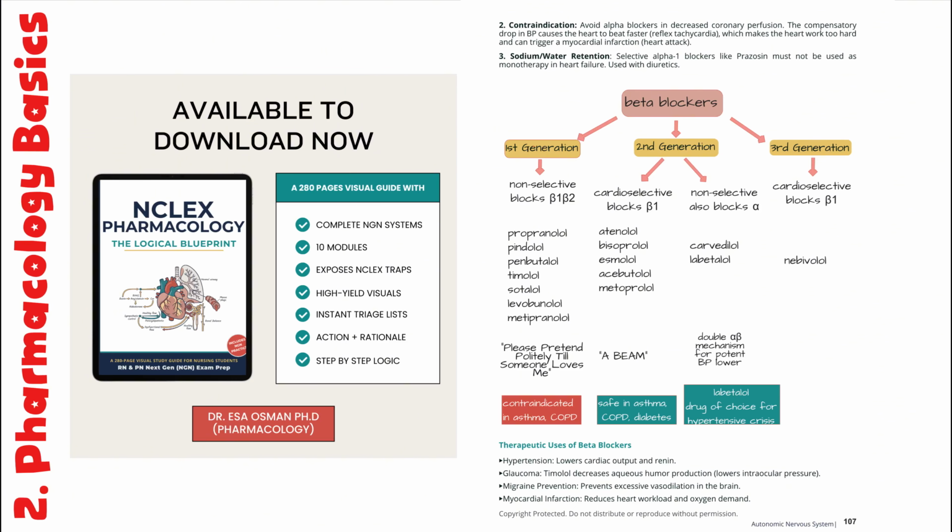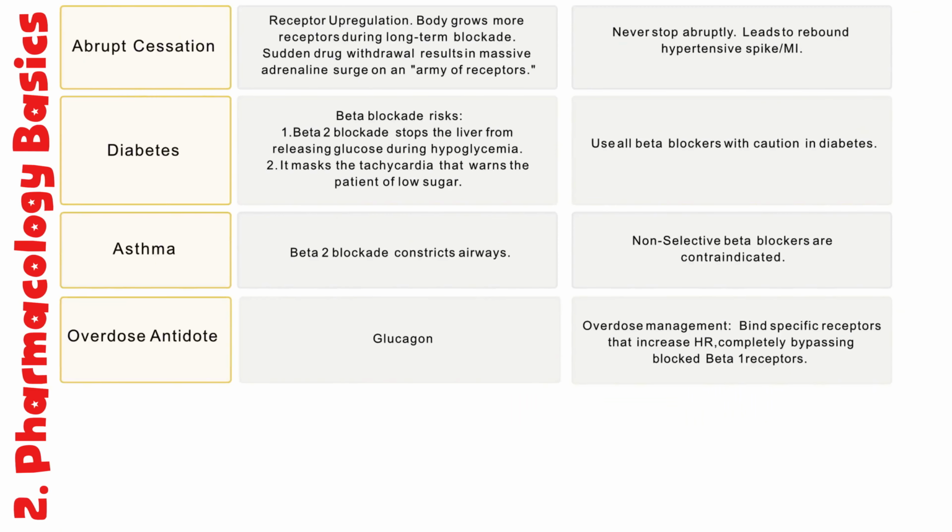Blocking both beta-1 and beta-2 with a non-selective beta blocker like propranolol is contraindicated in asthma or COPD because blocking beta-2 prevents the airway from relaxing and can trigger bronchospasm. And in a diabetic patient, these drugs mask the sympathetic warning signs of hypoglycemia, hiding the racing heart and the tremor, leaving sweating as the only warning sign that still gets through.